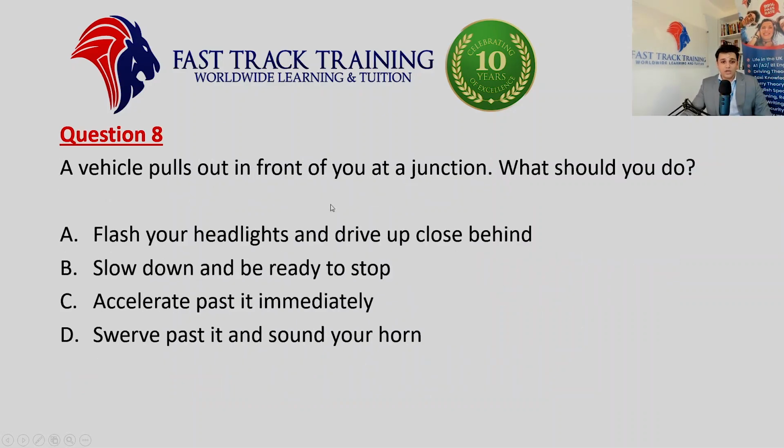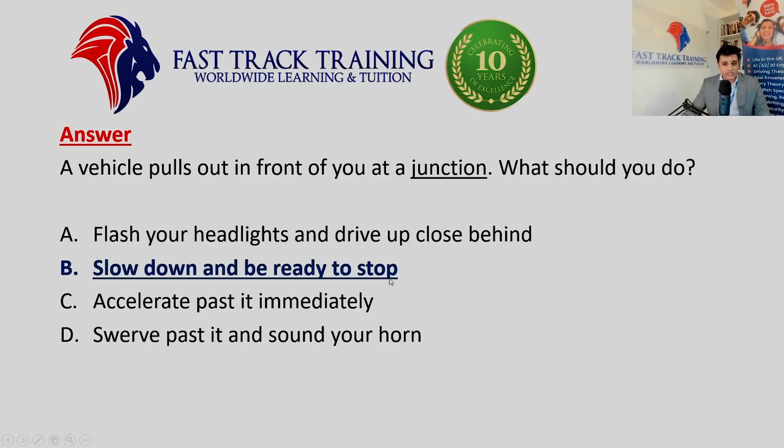on the other side. A vehicle pulls out in front of you at a junction. What should you do? Flash your headlights and drive up close behind. Slow down and be ready to stop. Accelerate past it immediately. Swerve past it and sound the horn. The correct answer is slow down and be ready to stop. So again, we know what junction means. It's a side road connected to a main road.